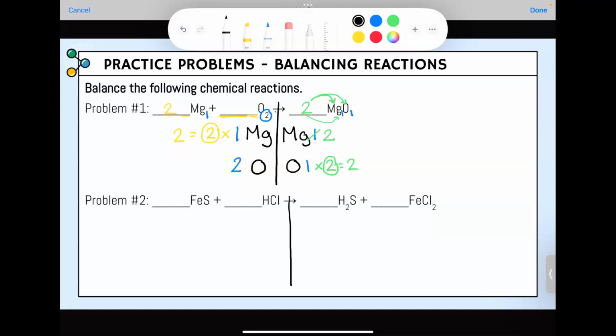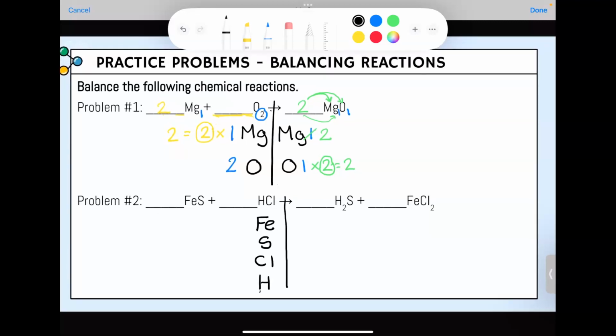Now that we split our reaction in half, we have to write out how many of each element we have on each side. So we have Fe, S, Cl, and H. The reason why I listed H last is because we're going to balance the hydrogens and oxygens out last, so it's always best to list them at the very bottom. All 4 of these are also in our product side, so let's rewrite them.